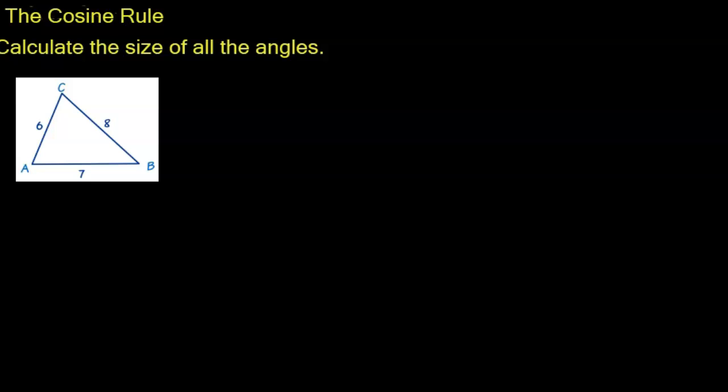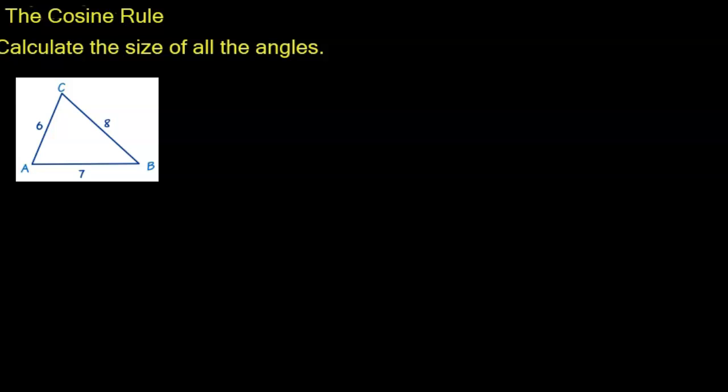So here we are given a problem to calculate the size of all three angles in this triangle. Now, can we begin with the sine rule to solve this problem? I don't think so, because for the sine rule to work, you need an angle and you also need the side opposite to that angle. So the sine rule would not help us in this case. How about the cosine rule? Definitely. If the sine rule fails, then you always turn to the cosine rule.